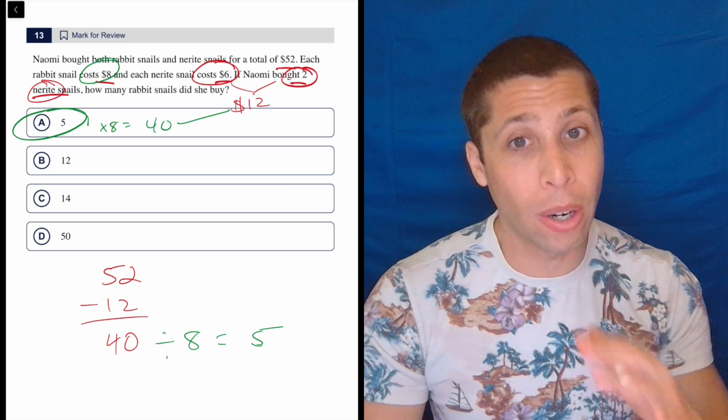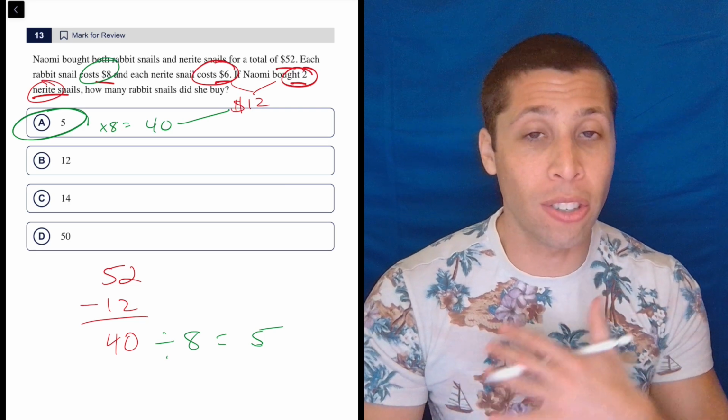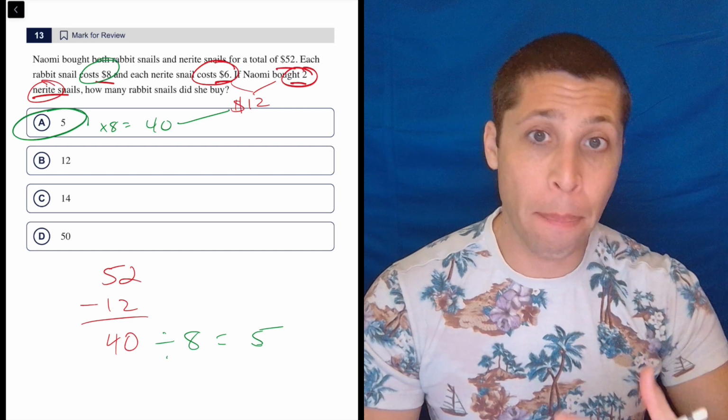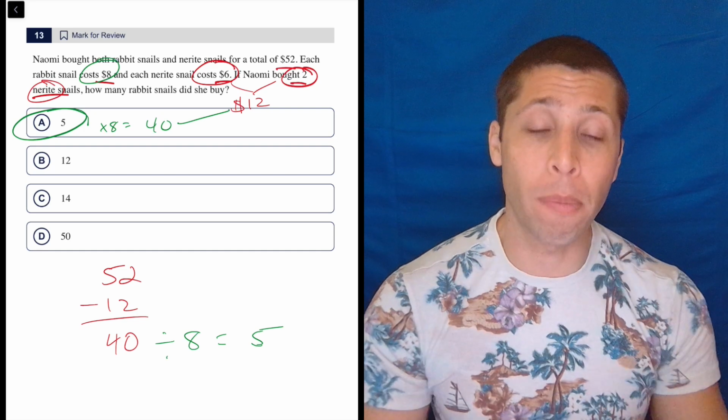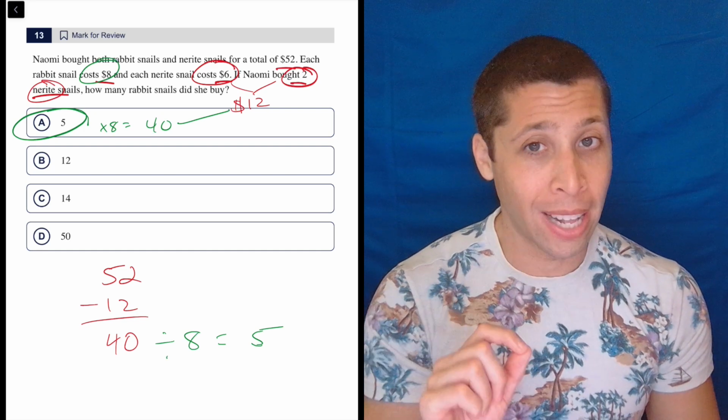So if you get a story question especially, see if there is a way to just work it through piece by piece, step by step, instead of trying to smush all that information together into one equation. That's usually riskier.